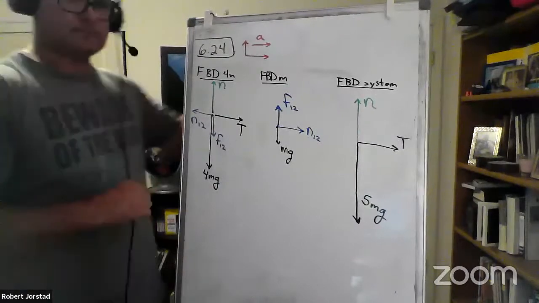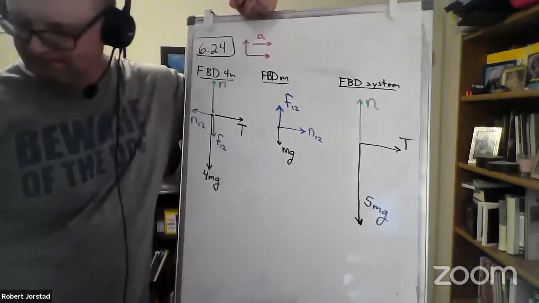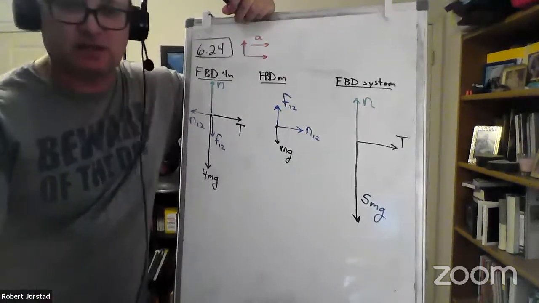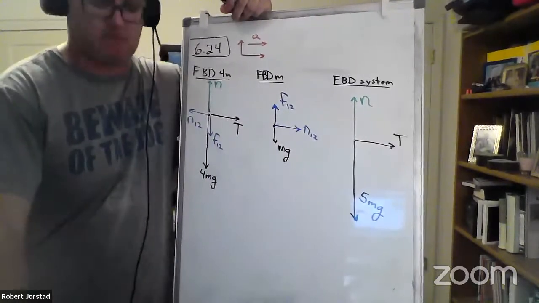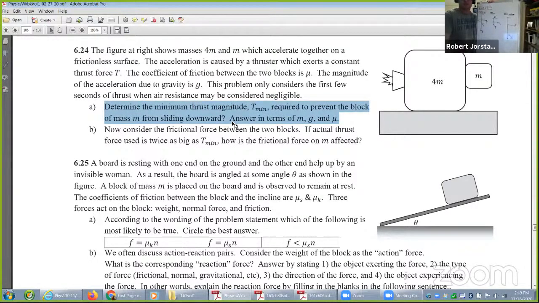All right. From here, you could write some force equations and solve. And it says, what is the minimum? Okay, let's read the question again. So again, do FBDs. We should write the force equations, but then it says, determine the minimum thrust magnitude required to prevent this from sliding downward. When you see all those words, what do you think? I want you to think something when you read that.